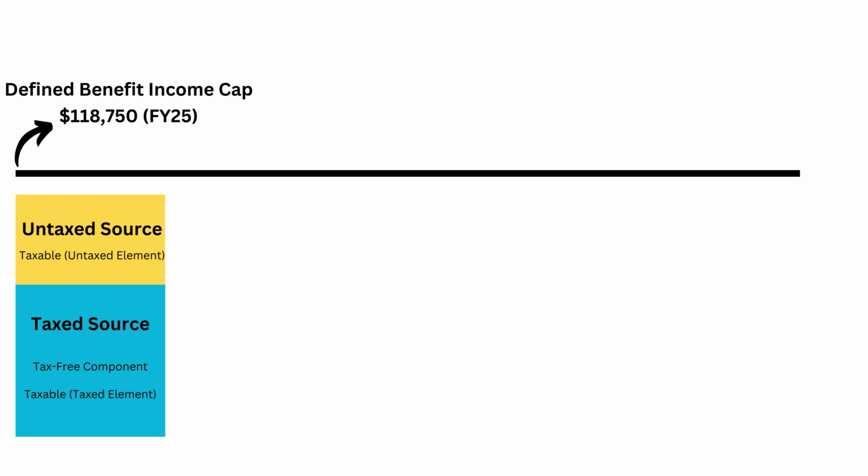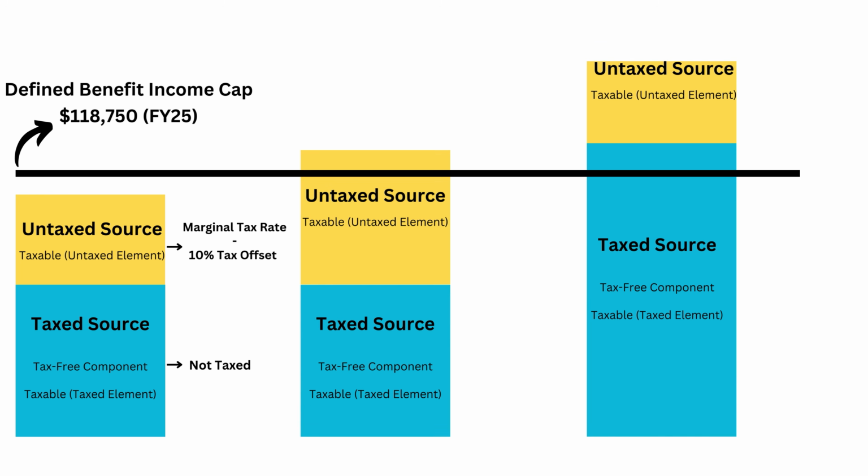If the total pension stays under the cap, the taxed source is not taxed, and the untaxed source is taxed at your marginal tax rate, less a 10% tax offset. Most people have a defined benefit income stream that is under the cap, so it is pretty straightforward. If your defined benefit pension exceeds this cap, things get a little more interesting.